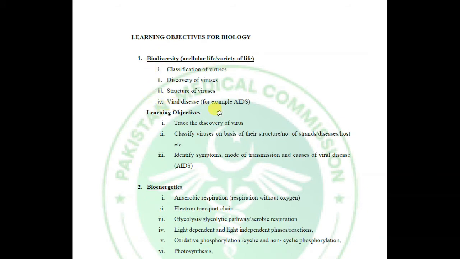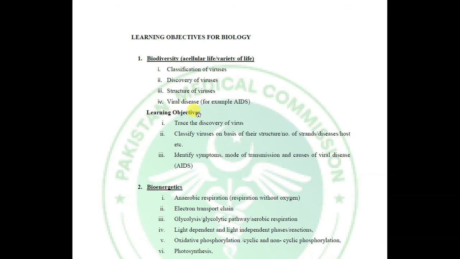The best way to learn these topics is by observing the syllabus. If we are learning biodiversity, you should only emphasize the topics that are classification of virus, discovery of virus, structure of viruses, and viral disease. These are the main topics that you should cover. Every extra thing written in the book that is not in the syllabus, you should not do. So these are the learning objectives. These are the subtopics for this topic. What are the learning objectives?